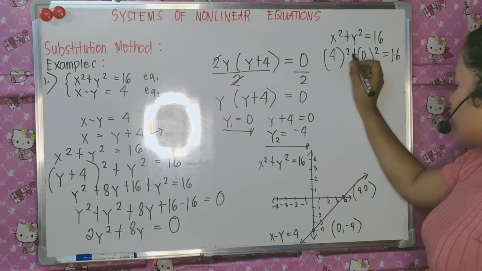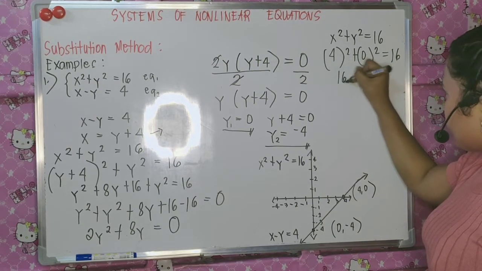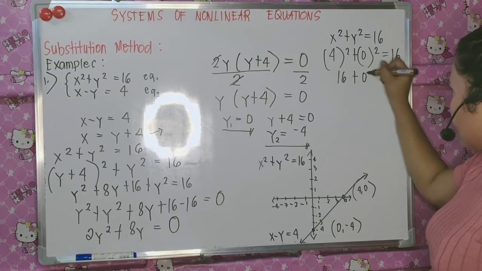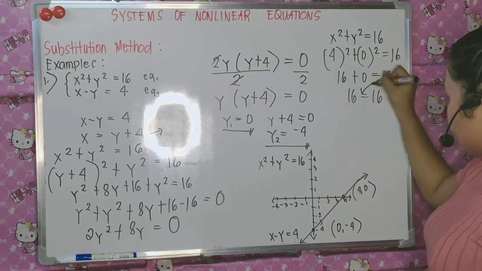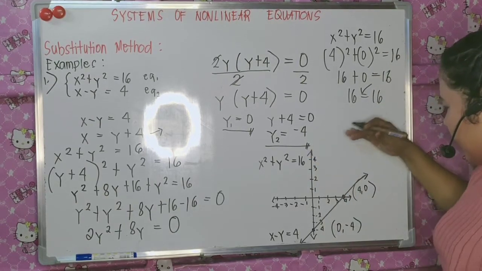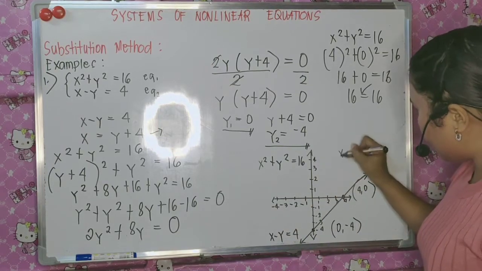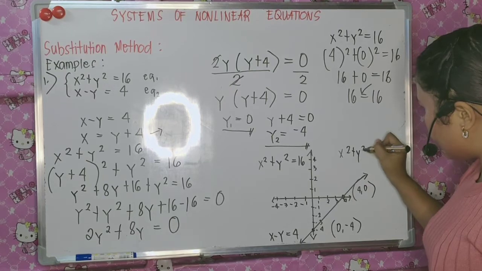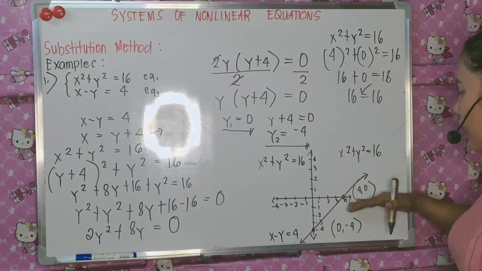So, 4 raised to 2, or 4 times 4, we have 16, plus 0 times 0, 0, equals 16. So, 16 equals 16, so equal. Meaning po, yung (4, 0) is dito yung located niya. Okay, so pwede din naman ilagay natin siya dito, x squared plus y squared equals 16. Okay po? So, dito po siya located dito sa may positive x, or yung (4, 0) natin.